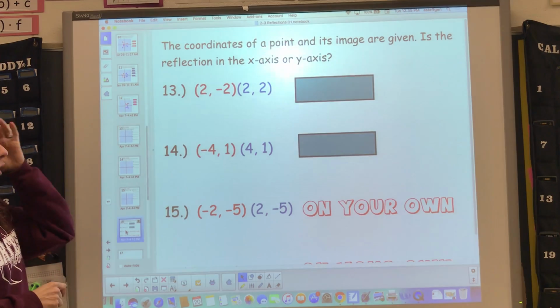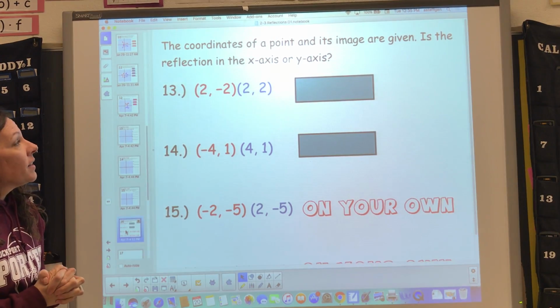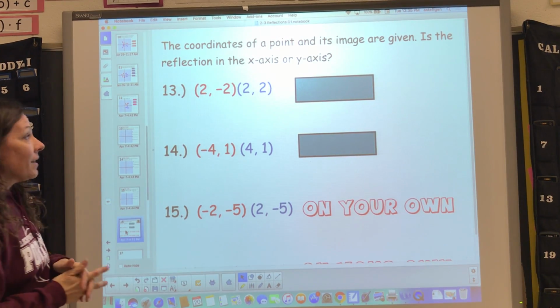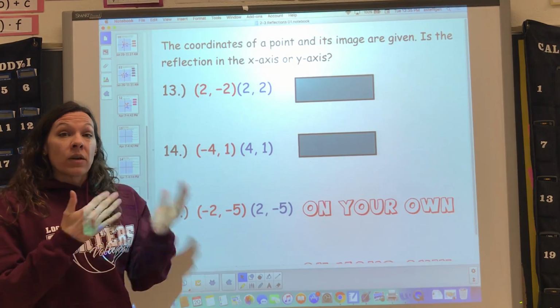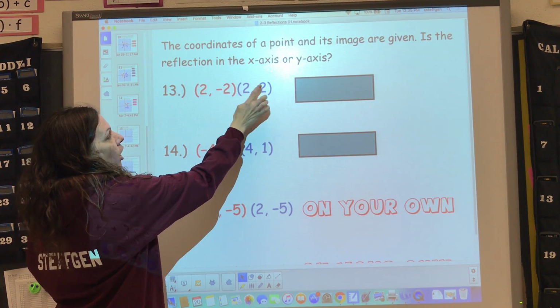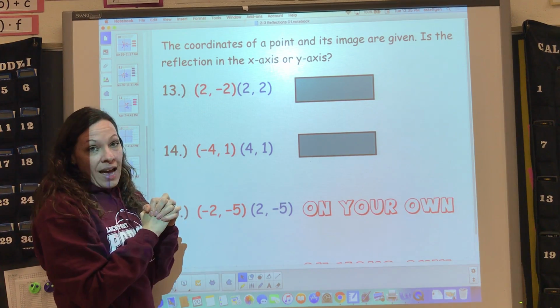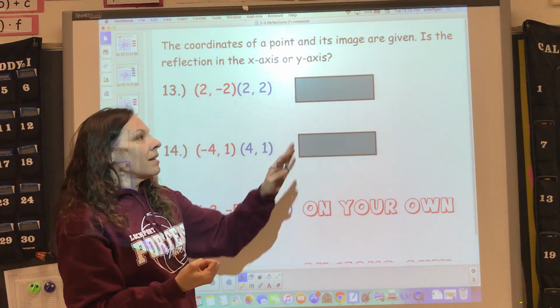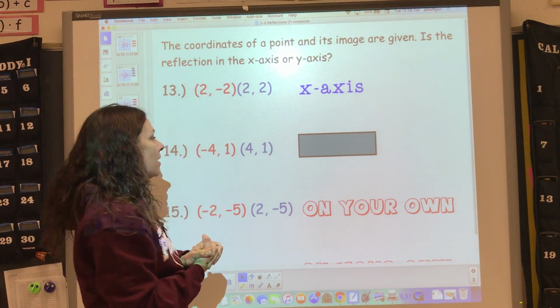All right, let's look at number 13. Is this a flip over the x or y axis? So we need to see what changed to our opposite. Was it our x or was it our y? Our x stayed the same. Our y changed to the opposite. So if our y becomes the opposite, it's a flip over the x-axis.